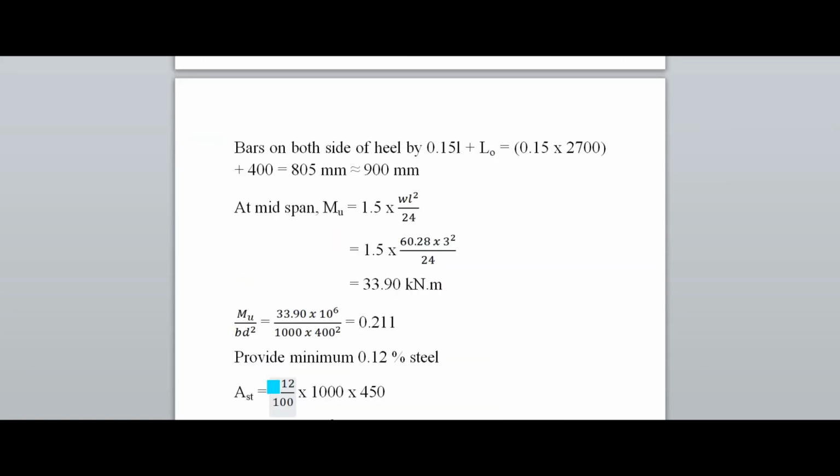Now we have a bar on both sides of the heel, by 0.14 to L0. We calculate the development length. Here is just the development length we calculated, okay? So the development length is 900 mm, means we provide the heel slab in the vertical direction. Okay, I will explain the figure.